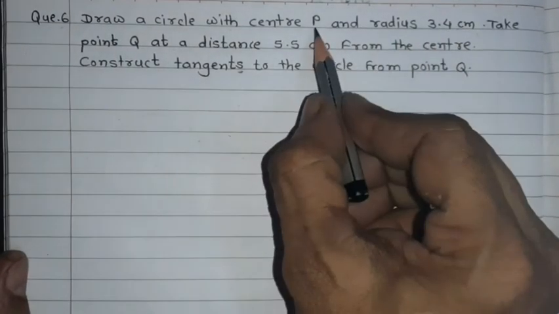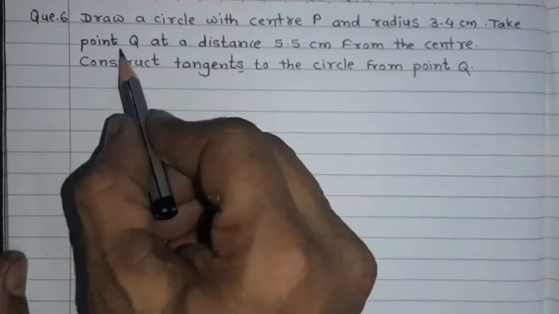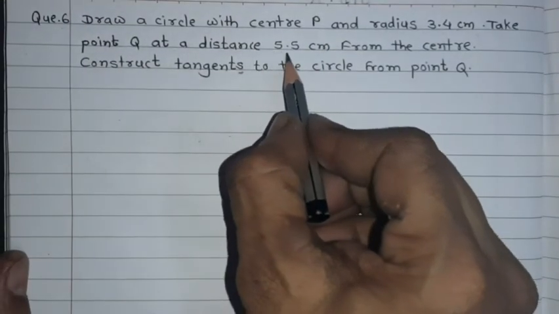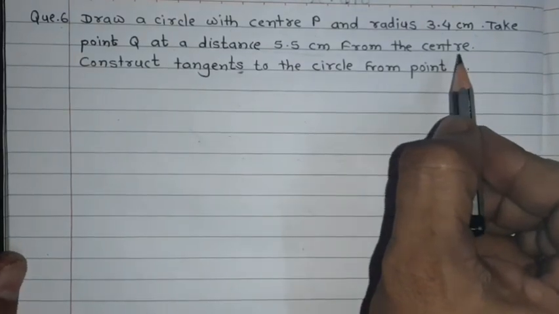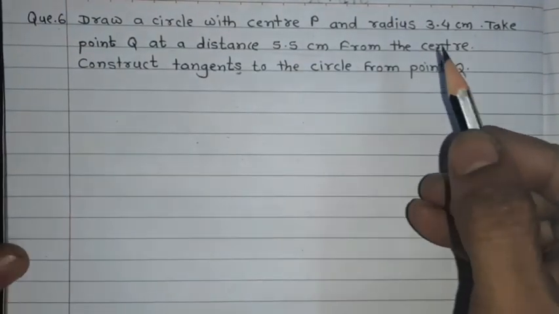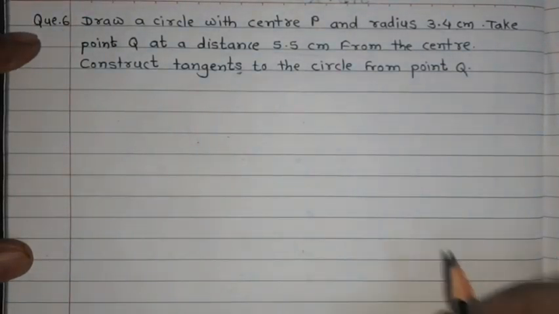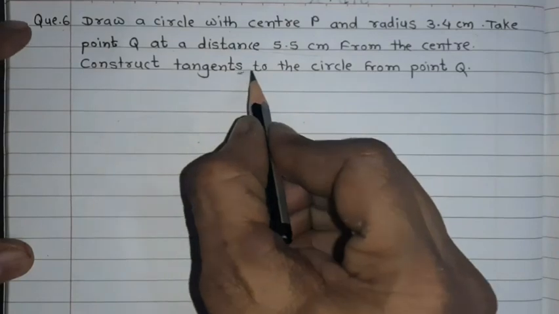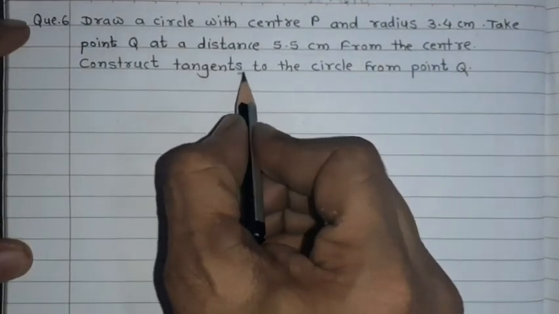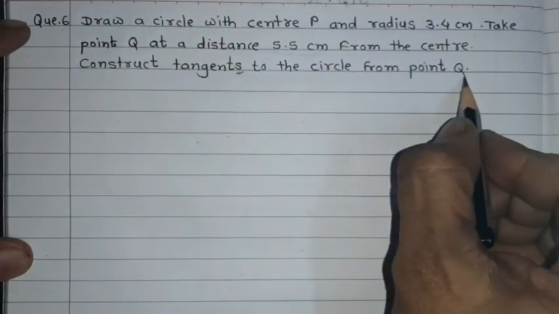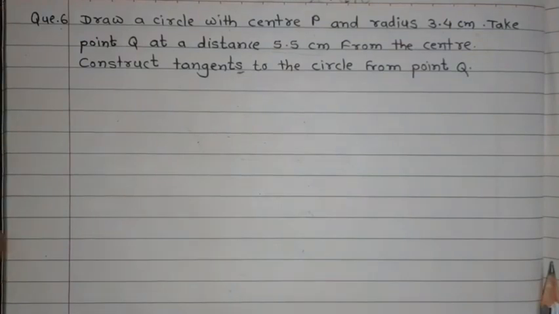The radius of the circle is 3.4 cm, center is P. Take point Q at a distance 5.5 cm from the center. That means we have to take a point Q which is 5.5 cm from the center and construct tangents to the circle from point Q. See the word tangents. That means passing through this point Q, we have to draw the two tangents to the circle. Now how to construct this?